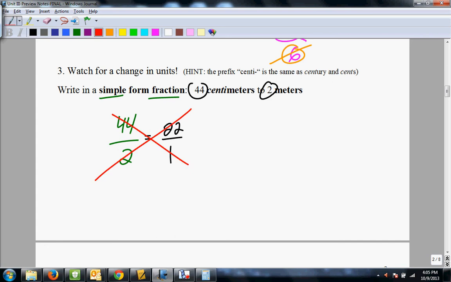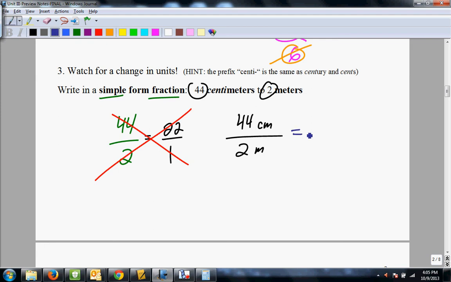I did that on purpose. I want you to be very careful in this unit when you are given units: centimeters, meters, inches, feet, etc. You must pay attention to them. If all you do is look at numbers, you're going to make a mistake. What I just wrote, what would be a mistake? We have 44 centimeters to 2 meters.